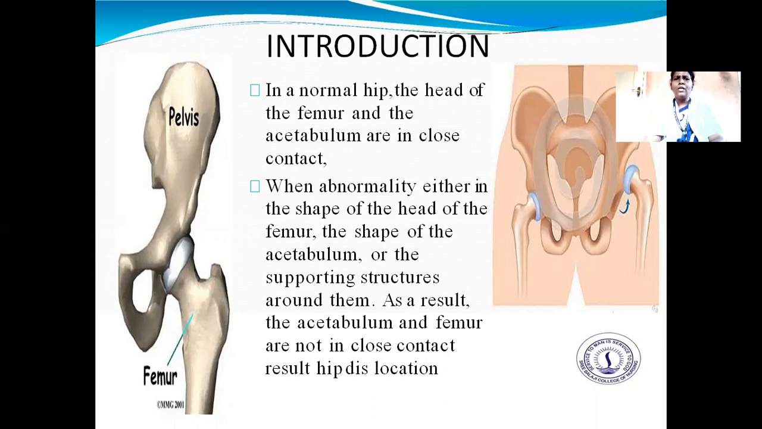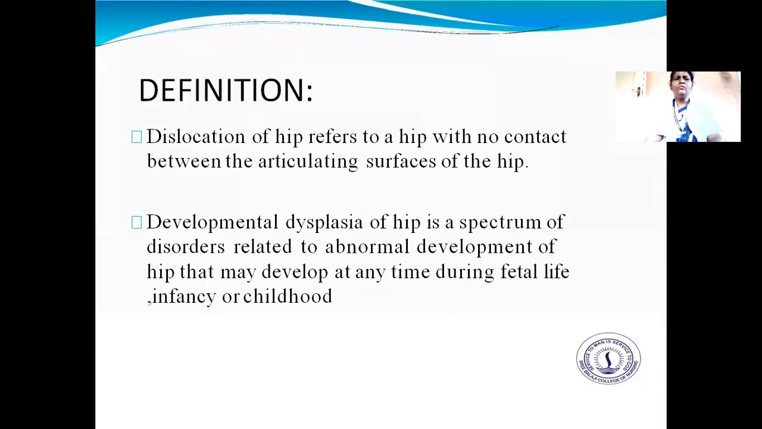In a normal hip, the head of the femur and the acetabulum are in close contact. When there is an abnormality, either in the shape of the head of the femur, the shape of the acetabulum, or the supporting structures around them, the acetabulum and the femur are not in close contact, which will result in hip dislocation. First, we will see about the definition of developmental dysplasia of hip.